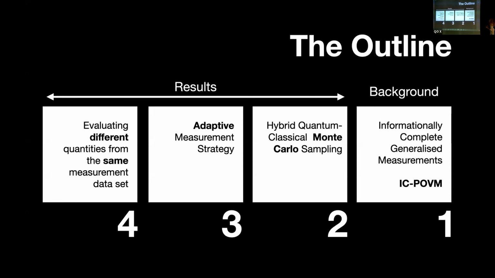I will begin by giving you a little bit of background on the type of measurements we are using, informationally complete generalized measurements. And then the results are in three parts. The first part is the use of a hybrid quantum classical Monte Carlo sampling approach. Then I will show how we can use an adaptive measurement strategy, so to change the measurements in order to go towards the best one, given a certain observable. And finally, I will show how you can use the same measurement data set to calculate different mean values of observables.